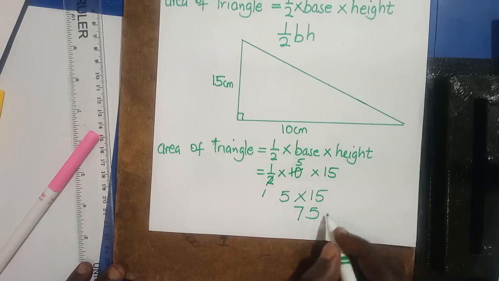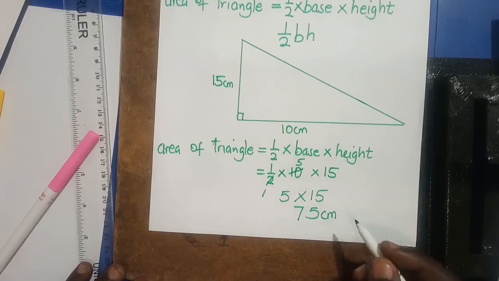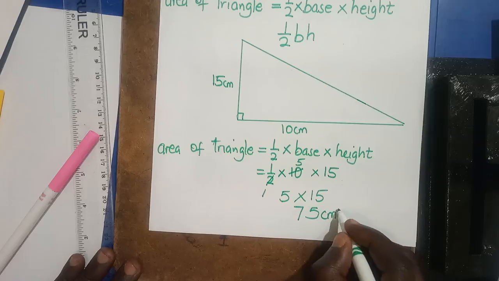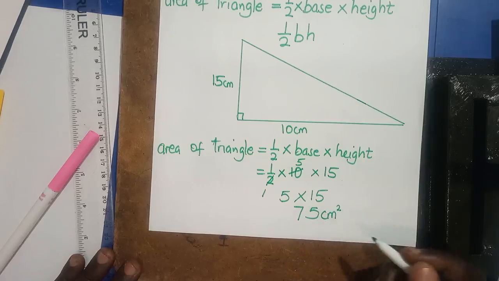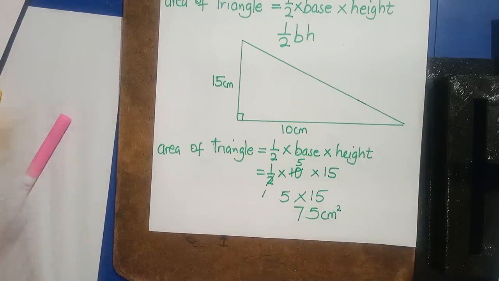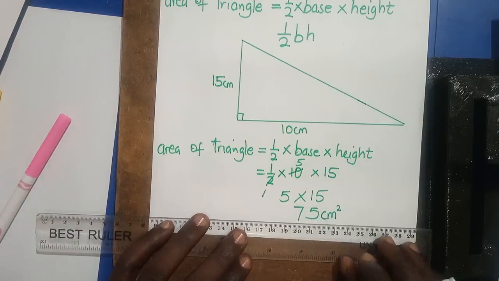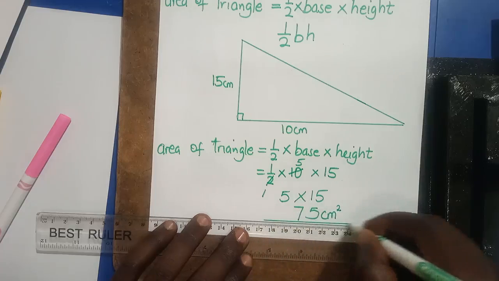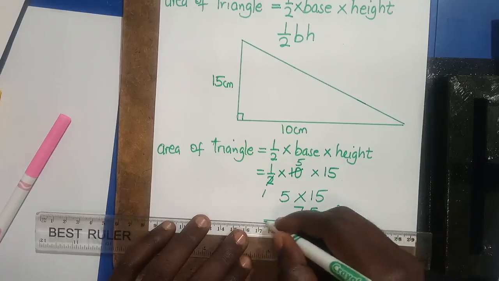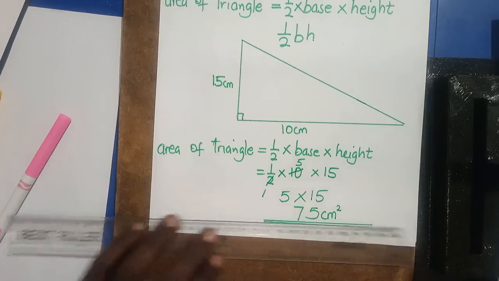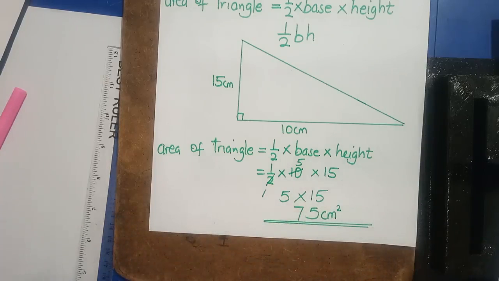We have units which are centimeters, so we put centimeters, and because we are finding area, we put a symbol to show that this is area. Then you underline the answer to show that you have reached the answer.